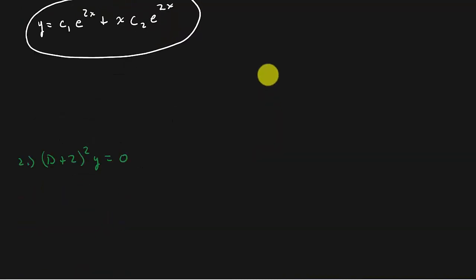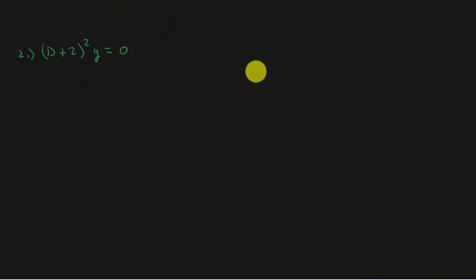So let's look at the next one. All right, so this one we've got d plus 2 squared y equals 0. So what this is telling us is that d plus 2 squared equals 0. So you can see we're going to have repeated roots because we've got two factors of d plus 2. And if it helps you, you can write it like this. I'm sorry, I don't know why I put a d. That should be m.